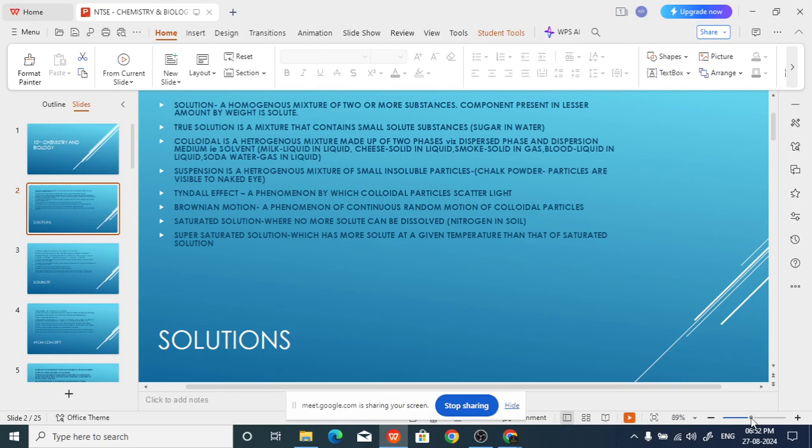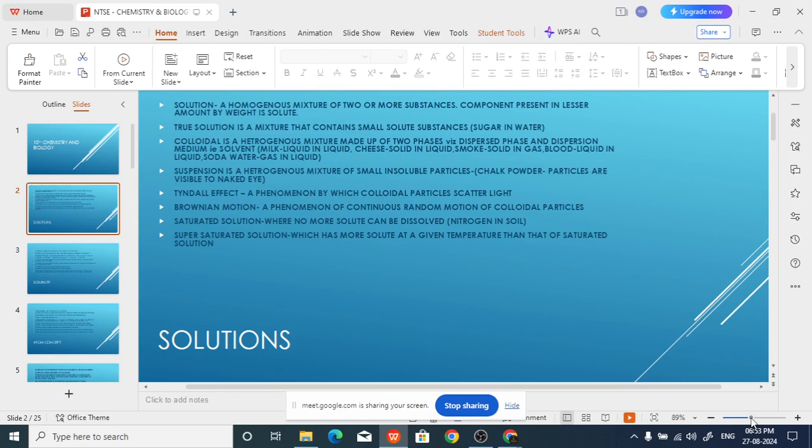Colloidal is a heterogeneous mixture made up of two phases, namely dispersed phase and dispersion medium. That dispersion medium is called solvent. Maybe the dispersed phase you can equate to solute. Colloidal is a heterogeneous mixture. It is not a homogeneous mixture. It means it does not dissolve in the entire solvent. It does not dissolve uniformly. In some places it dissolves more, in some places it dissolves less. So colloidal is a heterogeneous mixture made up of two phases, namely dispersed phase and dispersion medium.